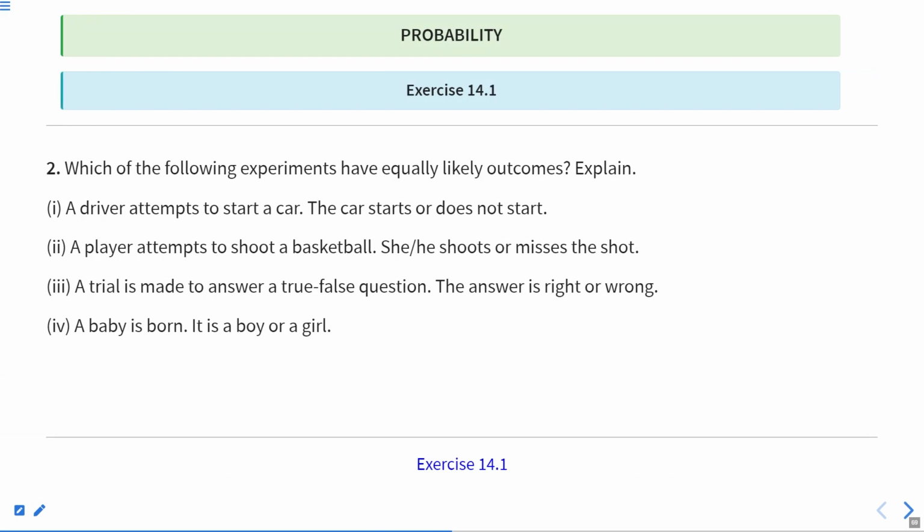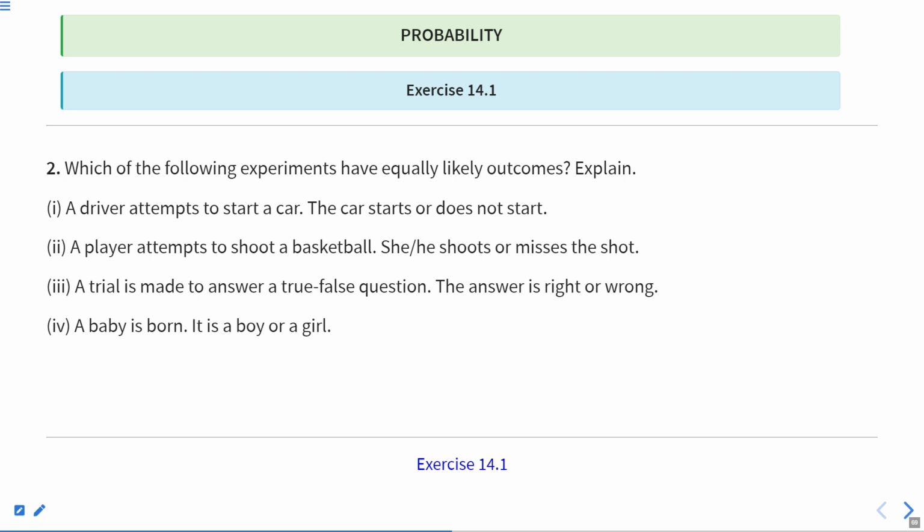In the next question, we have: which of the following experiments have equally likely outcomes? And explain. What is actually an equally likely outcome, we have studied in our previous lecture. In this question we need to find the experiments which have equally likely outcomes, and also explain why the outcomes are or are not equally likely.